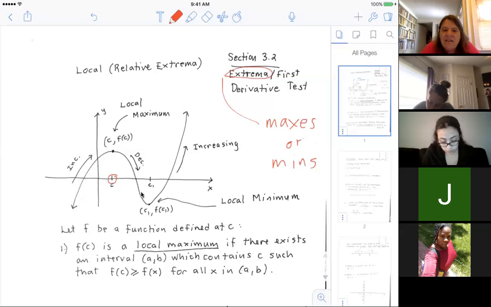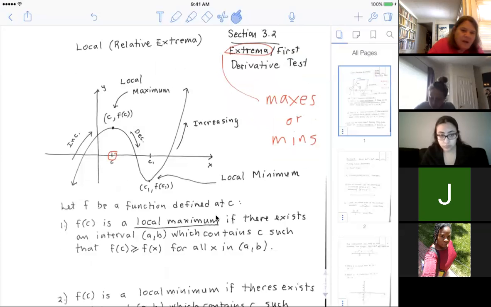On the other hand, if I have this low point right here, that's the smallest thing. It may not be the smallest thing in the whole function, but it's the smallest thing in its neighborhood. Okay, we call that a local minimum.